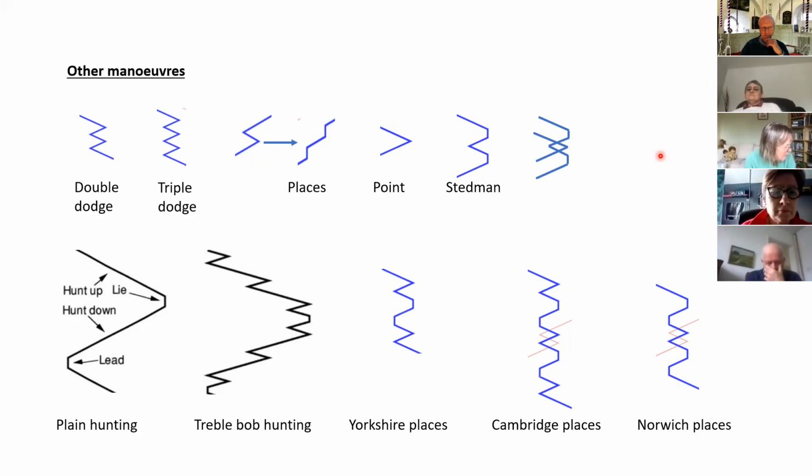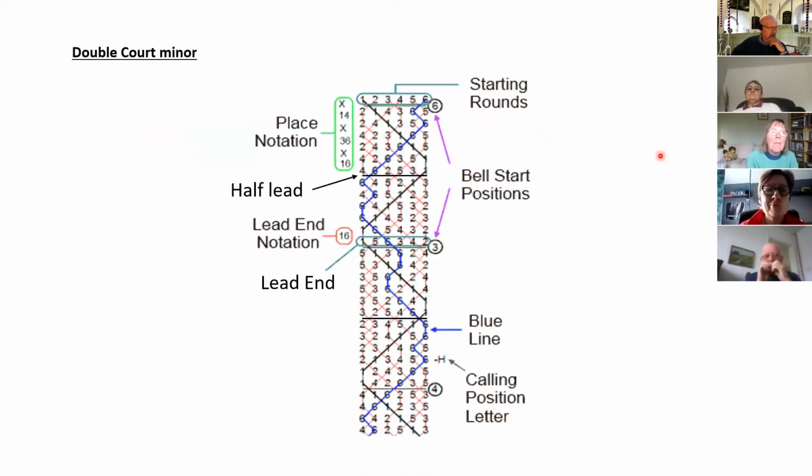Okay. Just the last couple of quick slides. I love this slide, actually, because I just found it quite by chance, but it shows most things on there that I talk about. And notice it doesn't mention a single bell number, except, tell a lie, except here. Those are your start positions. So if you want to ring the sixth, you know you start the blue line there. If you're ringing the third, you start there.